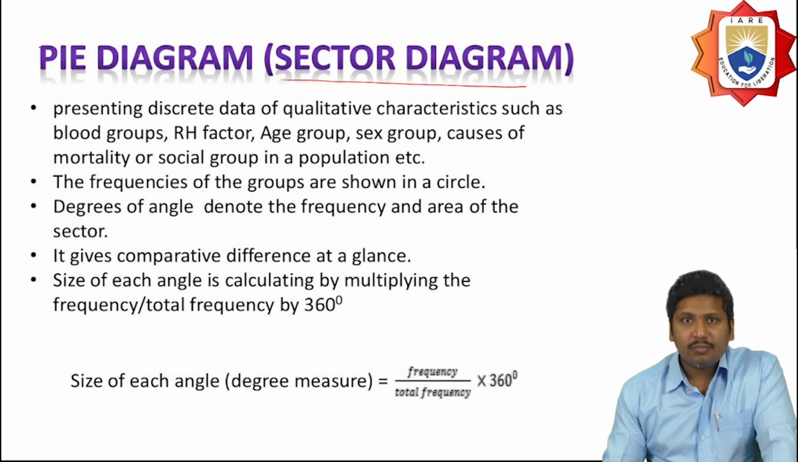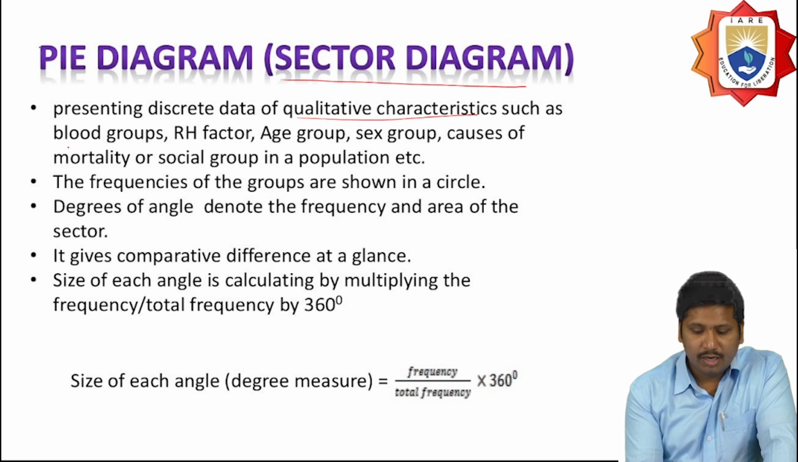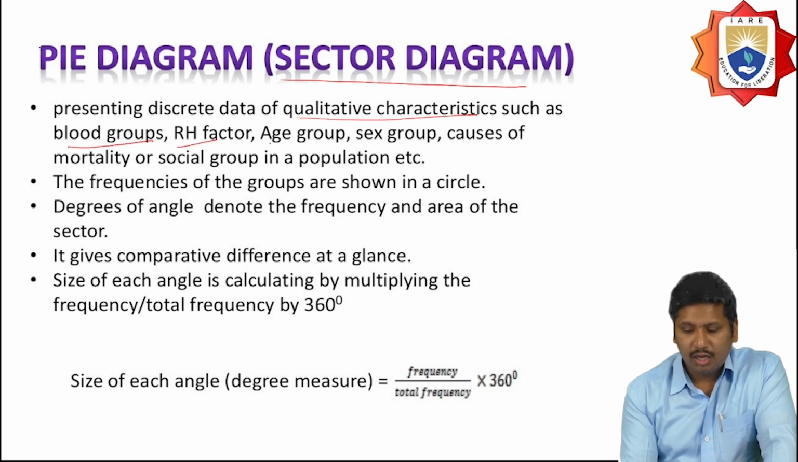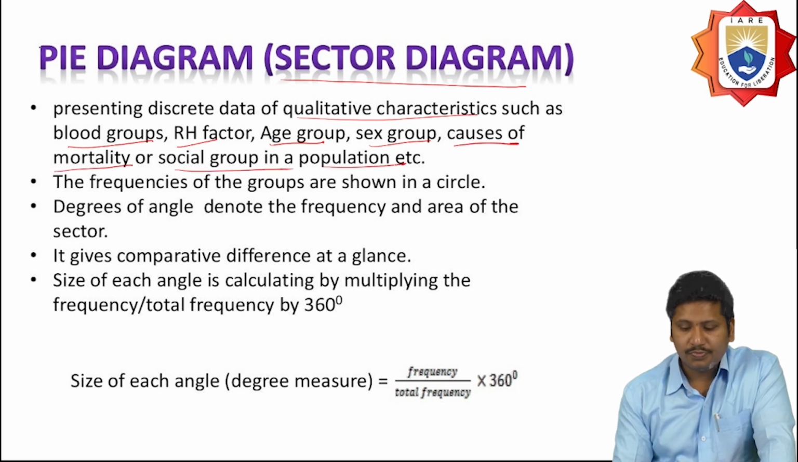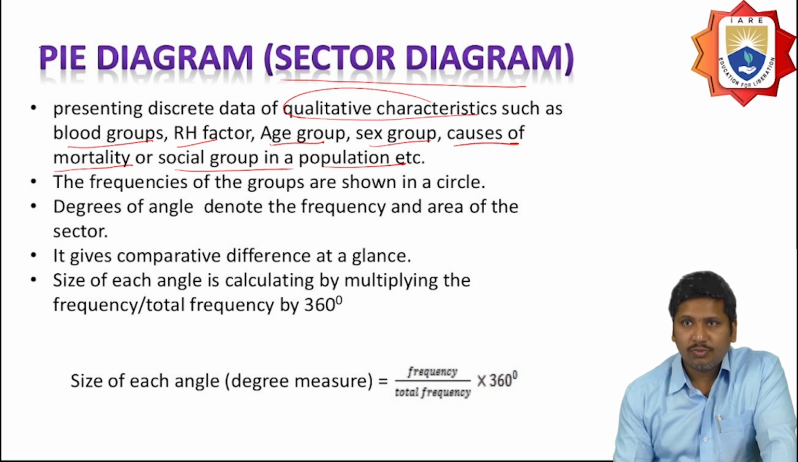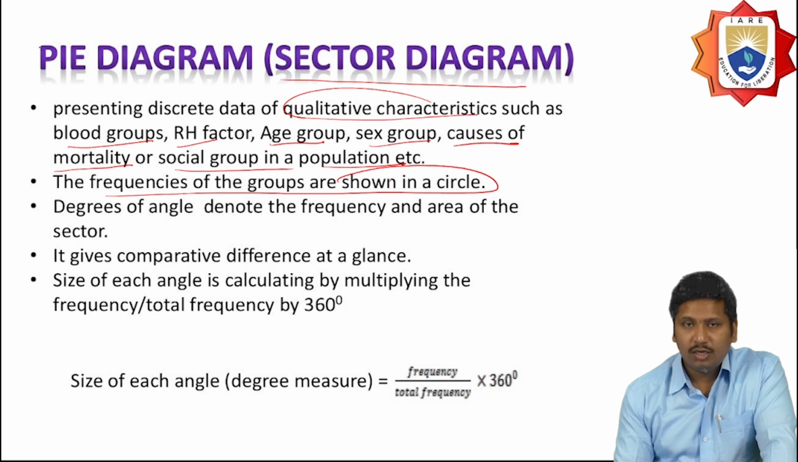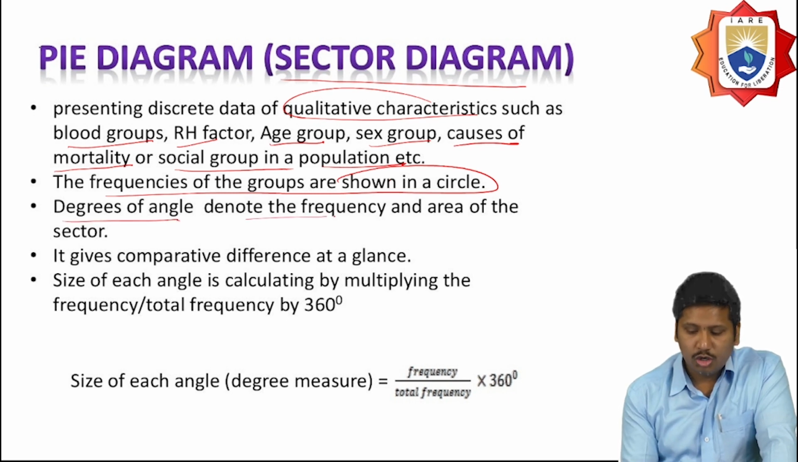And this pie diagram can represent the discrete data of qualitative characteristics such as blood groups, RH factor, age group, sex group, causes of mortality, social group in the population, right? The frequencies of these groups are shown in the form of a circle, and the degrees of the angle denote the frequency and the area of the sector, right?